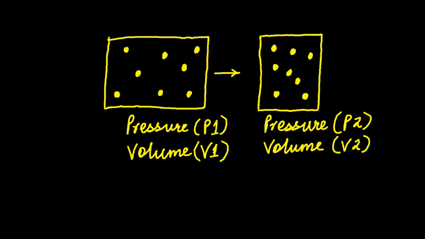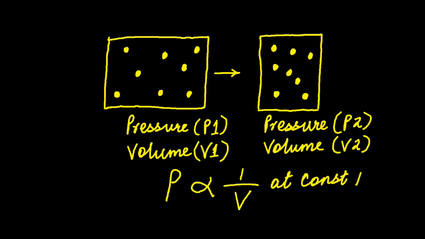Now, what Boyle said was that the pressure of a fixed mass of a gas is inversely proportional to its volume at a constant temperature. So if temperature is constant, if you decrease the volume, the pressure will increase. If you increase the volume, the pressure will decrease. The opposite will happen. This is what Boyle said, and this is what we call Boyle's law.